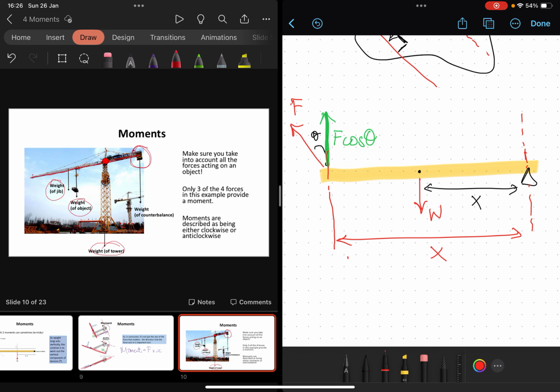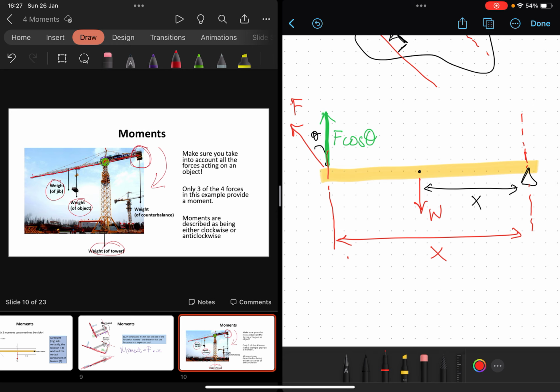Okay, now I'm going to argue that only three of those are going to provide turning effects. I think the counterbalance does. I think it's trying to turn the crane that way. And the reason I think that is because you can see on the diagram, and I'm now going to highlight it in a color that perhaps you can see. There we go. There is the pivot. Okay, that is the point at which that crane is going to rotate and turn. So the counterbalance is going to try and turn that crane in that direction.